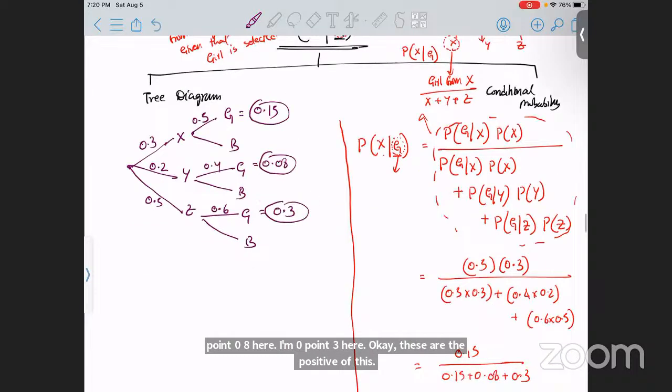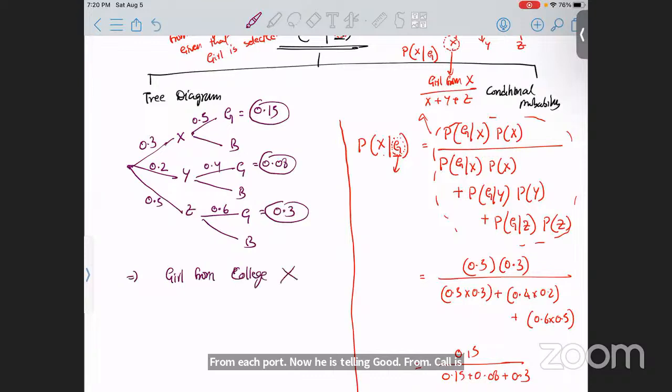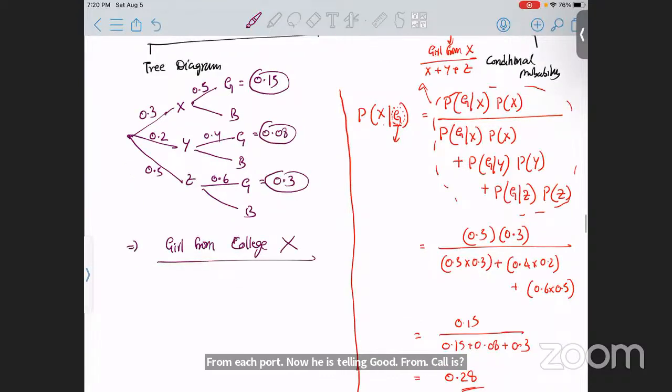Now he is telling girl from college X. What is the probability of girl from college X? 0.15. When you select from all the girls, what is the probability of all the girls? 0.15 plus 0.08 plus 0.3. Are you getting this?